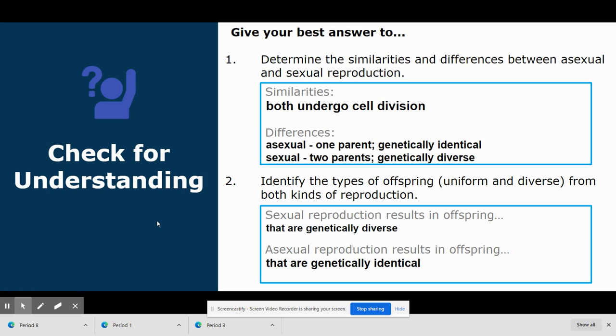Number two, you're going to identify the type of offspring. Is it uniform or diverse from both kinds of reproduction? Sexual reproduction results in offspring that are genetically diverse because you have a combination of both parents. And asexual reproduction results in offspring that are genetically identical. They're like little clones of the parent.